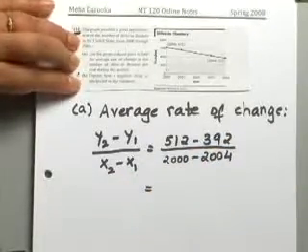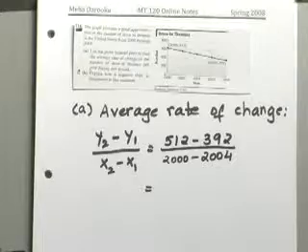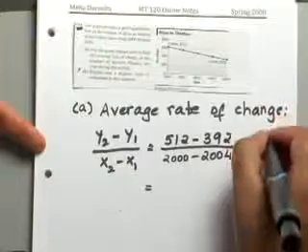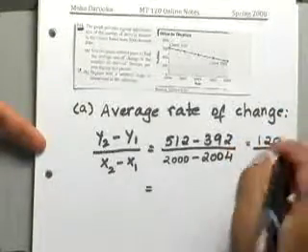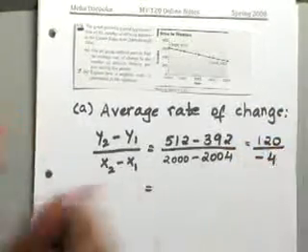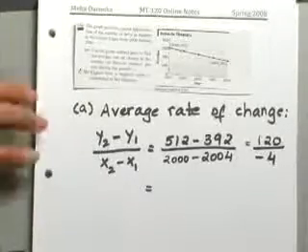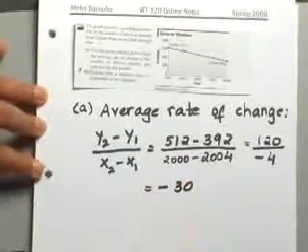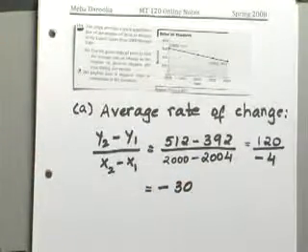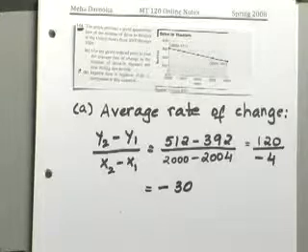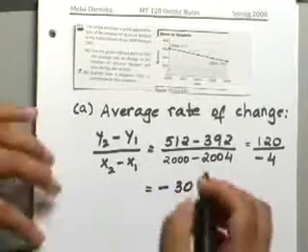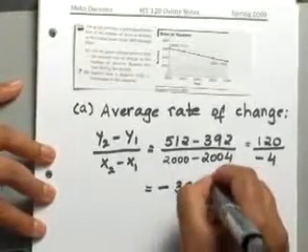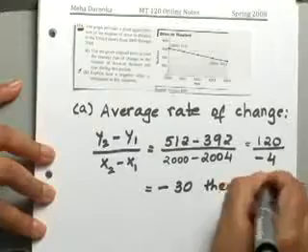If you go ahead and solve this problem, you will see you end up with 120 over negative 4, and that will give us negative 30. So you can see that our slope turns out to be a negative slope, and that tells me our average rate of change is negative 30 theaters per year.